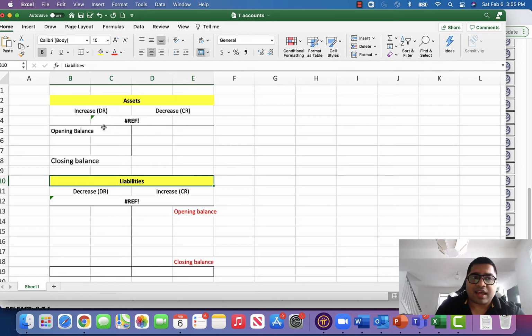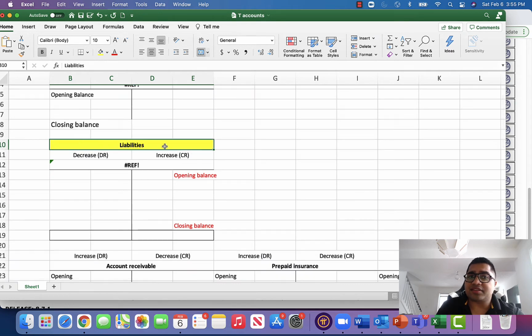Okay, and on the increase side you have opening balance. So let's say I already had a laptop and I added one more. Let's say opening balance was $2,000 and I added 2,000 more. Based on that, you will have closing balance. All the decreases to assets will come on the right hand side.